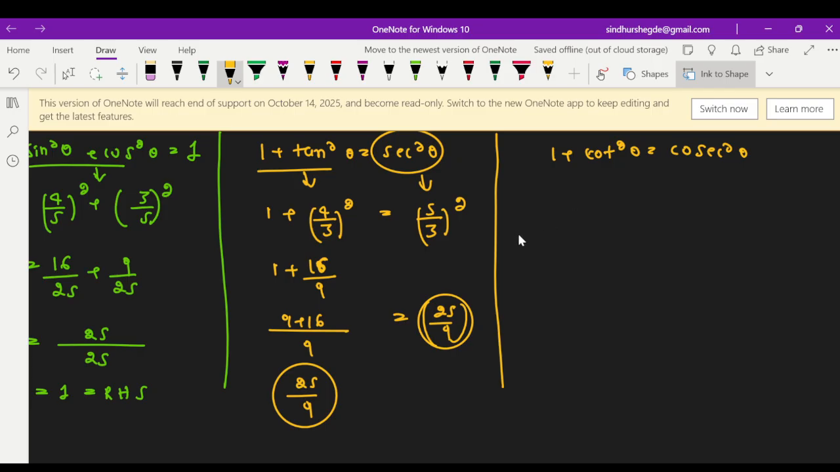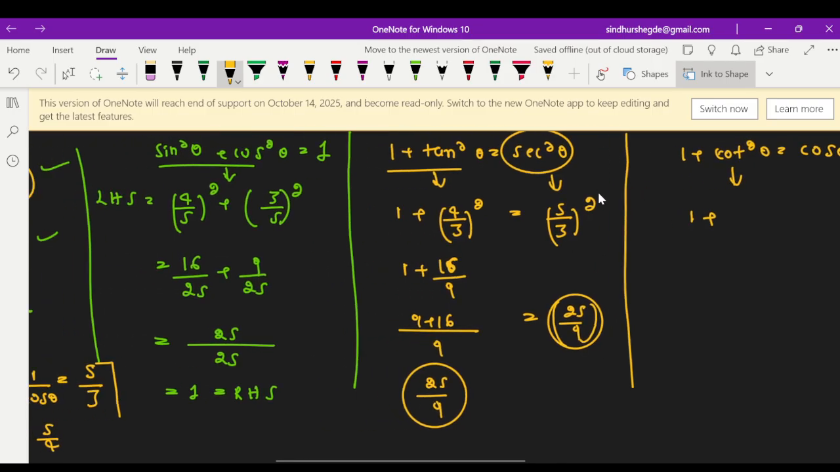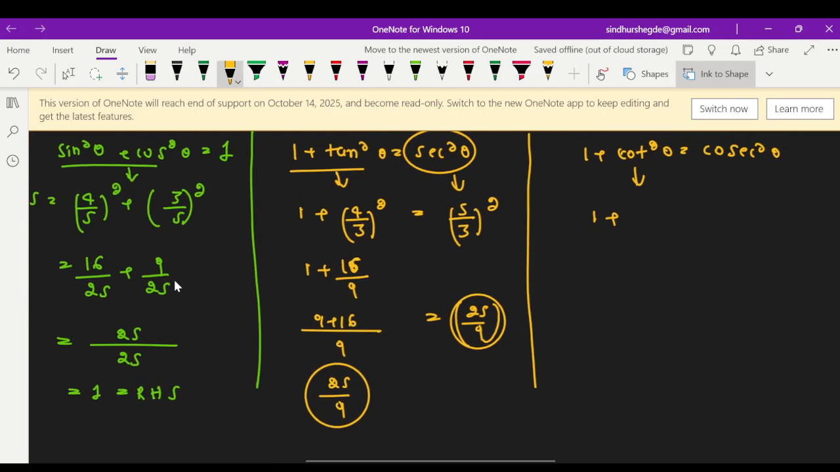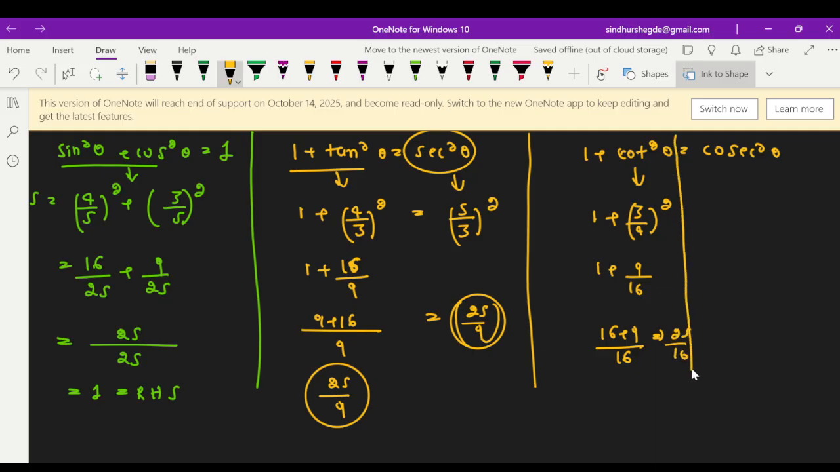We already know tan theta. Let's take LHS. If you look into the data, tan theta is nothing but 4 by 3. So cot theta is the reverse value, simply flip it. If tan theta is 4 by 3, cot theta will be 3 by 4. So 3 by 4 whole square. So 1 plus 9 by 16, so 16 plus 9 by 16. If you take 16 as LCM, you will get 25 by 16. This is all about the LHS part.